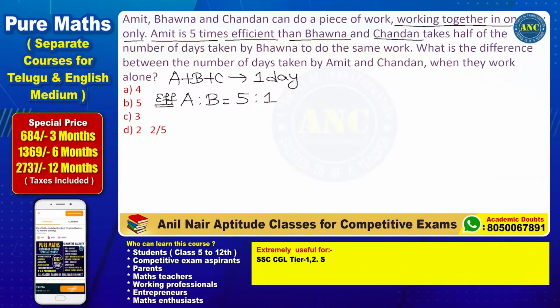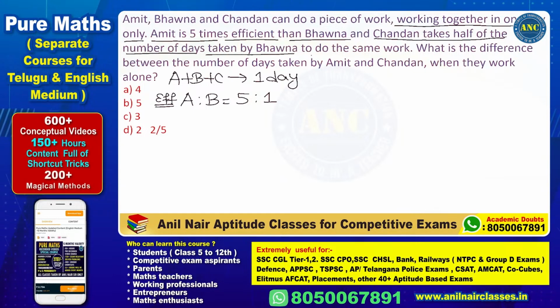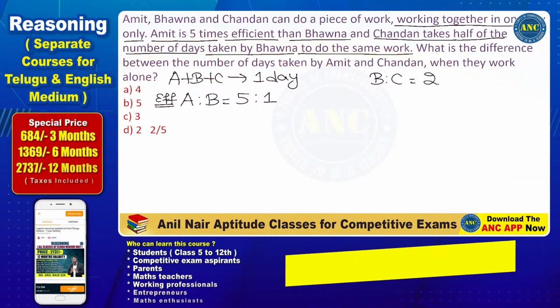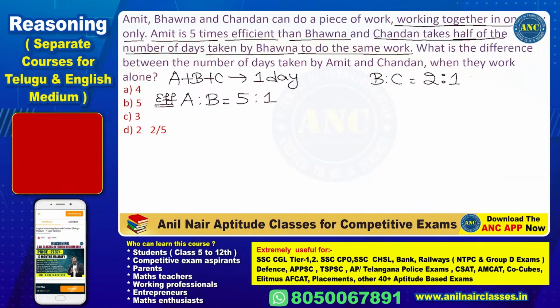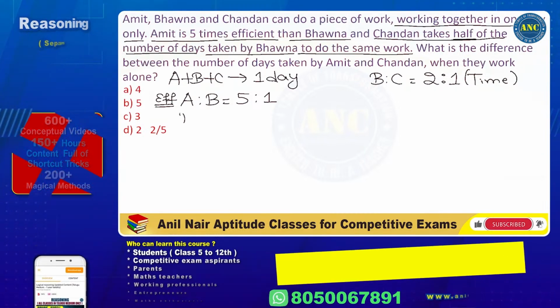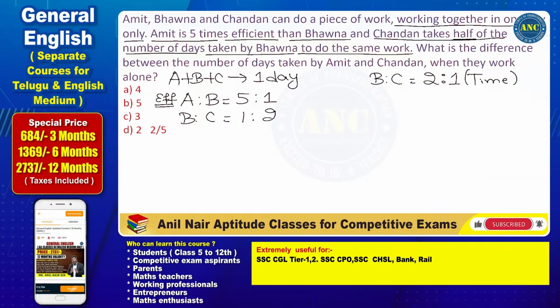Next, Chandan takes half of the number of days taken by Bhavna to do the same work. That means if Bhavna takes 2 days to complete the work, then Chandan will take half of the number of days. Chandan will take only 1 day to complete the work. This is the time ratio, but I am very much interested in efficiency ratio. So reverse 2:1, it becomes 1:2.